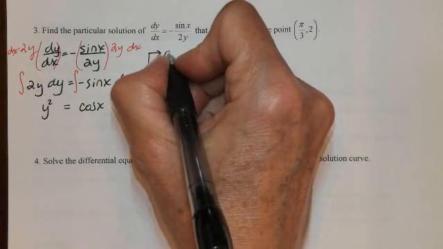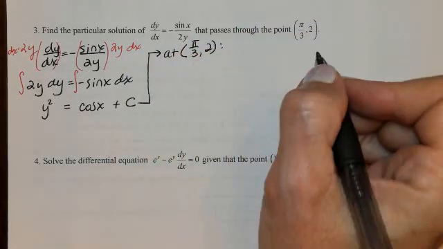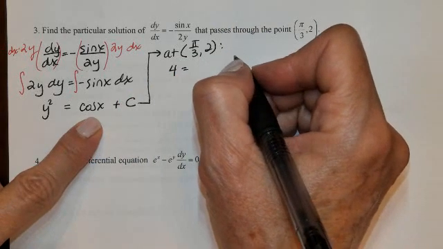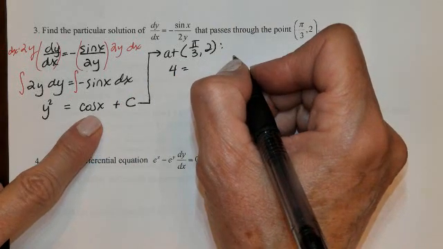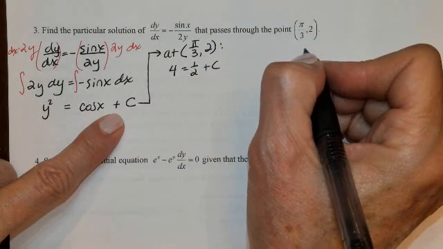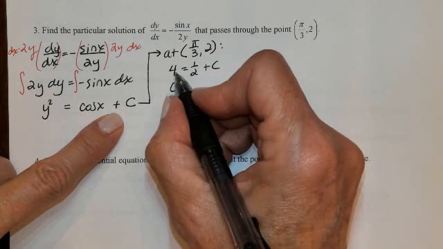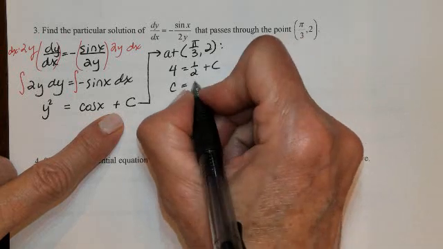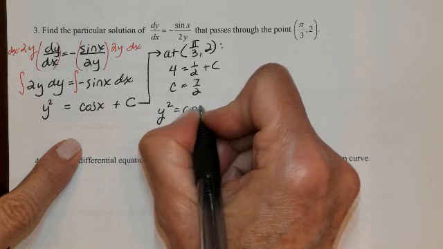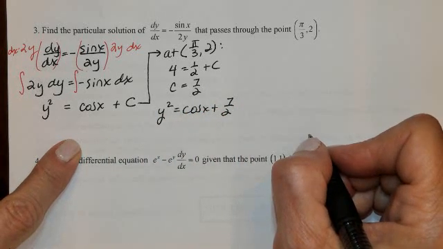So I'm plugging in the point pi over 3, 2. I have 2 squared is equal to cosine of pi over 3. What's cosine of pi over 3? A half, plus c. Okay? Subtract a half from both sides and we'll get the value of c. 4 is 8 halves, and 8 halves minus 1 half is 7 halves. So c is 7 halves. So our equation becomes this. And now just solve it for y.